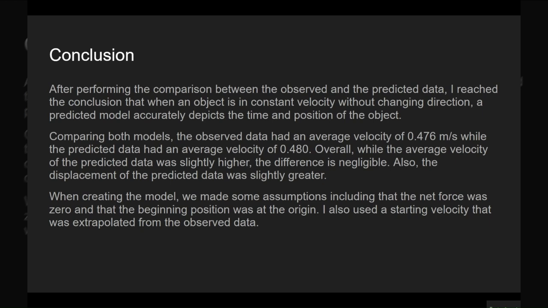And when creating the model, we made some assumptions, including that the net force was 0 and that the beginning position was at the origin. I also used a starting velocity that was extrapolated from the observed data as previously discussed. But overall, I think it's safe to conclude that under a controlled environment, an object in constant velocity can be accurately gauged and predicted. Thank you.